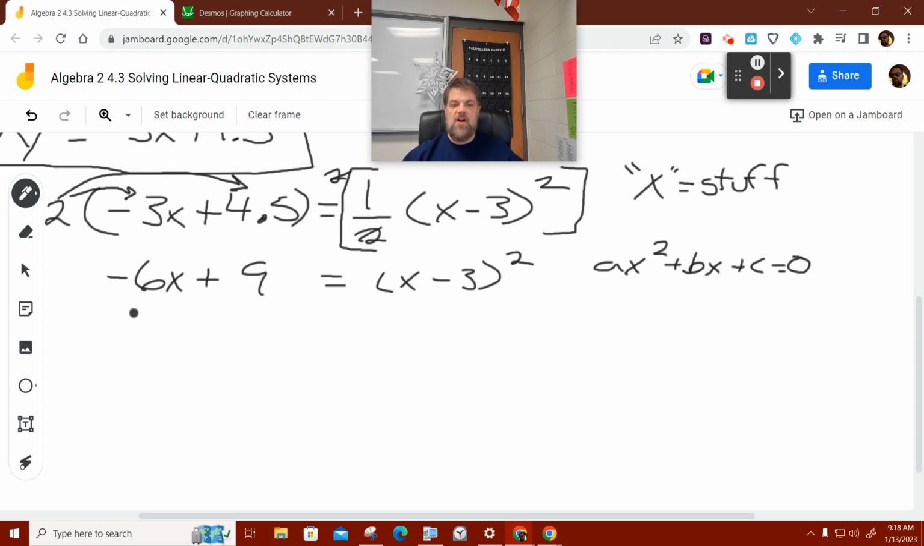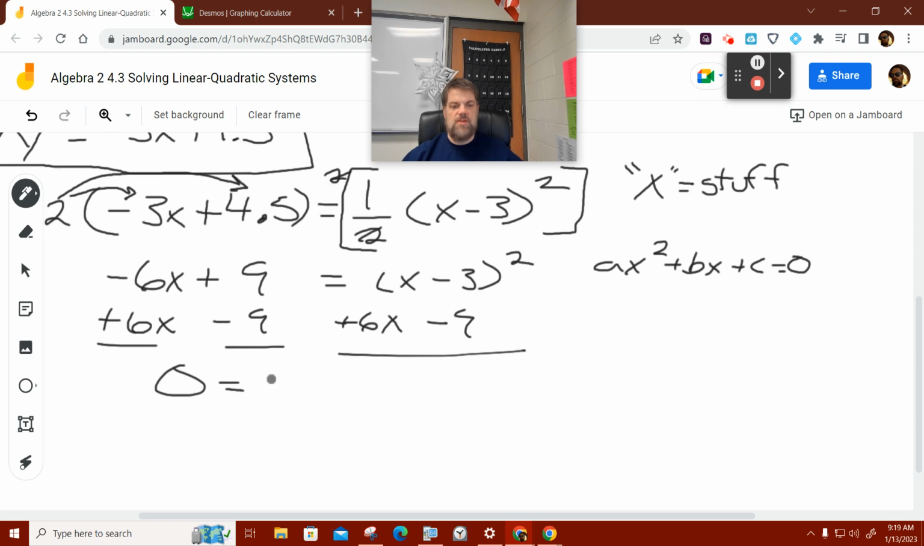So what I need to do is I need to get all this other stuff on the other side. So what I'm going to do is I'm going to add 6x, and I'm going to subtract 9. And remember, whatever I do on one side, I'm going to add 6x and subtract 9. And so over here, I've got my 0 is equal to x minus 3 squared plus 6x minus 9. Okay, cool. So now what I want to do is I'm going to expand this.